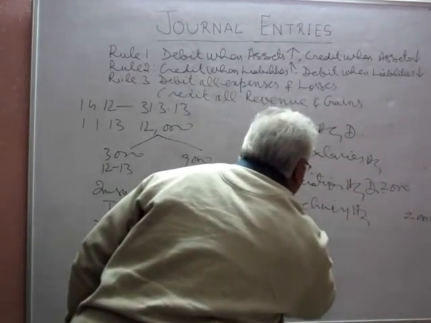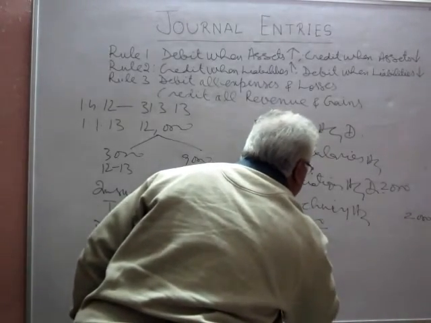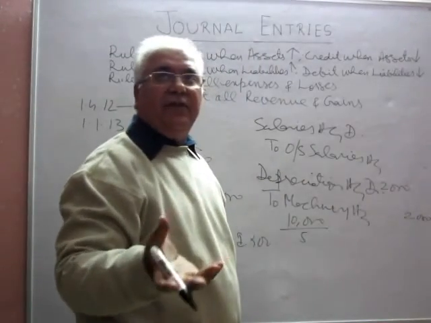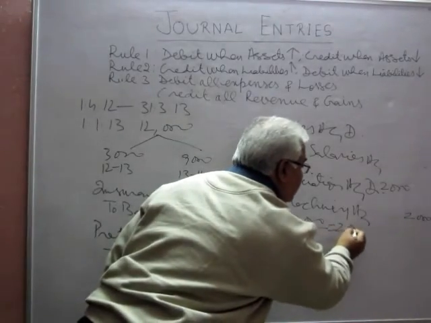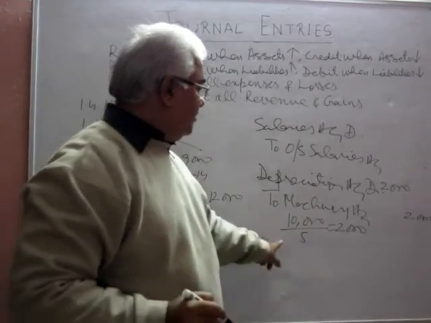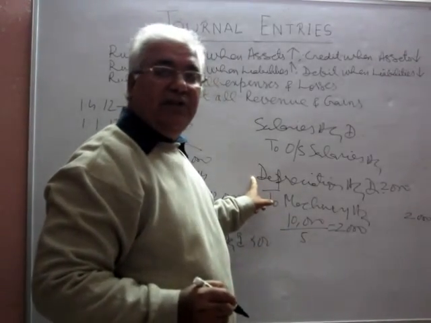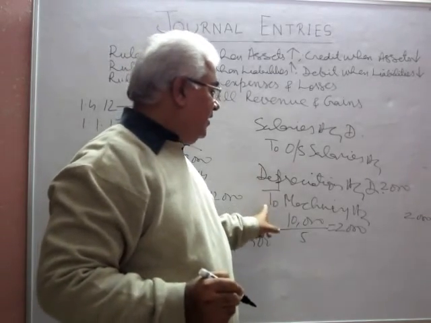This was bought for say 10,000, estimated life is 5 years, and at the end of 5 years it is worth nil. So that means 2,000 depreciation is happening every year and it should be booked. And depreciation being an expense is being debited, and since my machinery is reducing, machinery being an asset, when it reduces it will be credited.